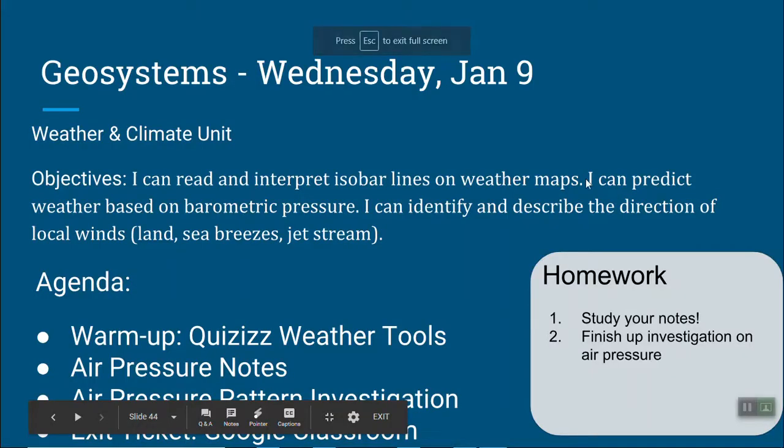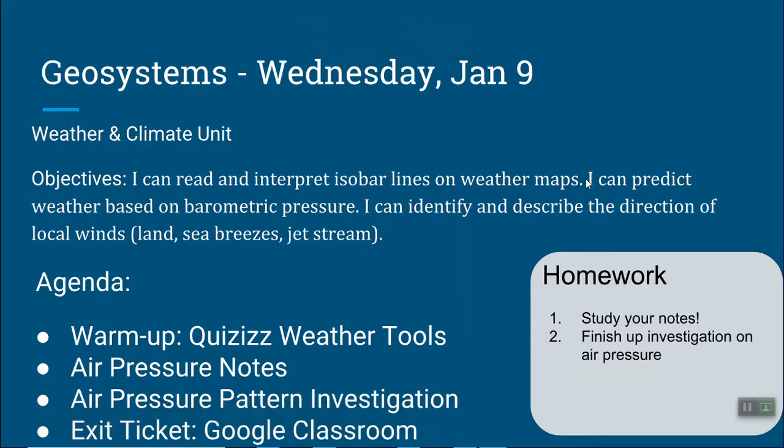So let's take a look at our objectives. Today was Wednesday, January 9th. We're in our weather and climate unit. Our objectives were: I can read and interpret isobar lines on weather maps. I can predict weather based on barometric pressure. I can identify and describe the direction of local winds, land breezes, sea breezes, and the jet stream.